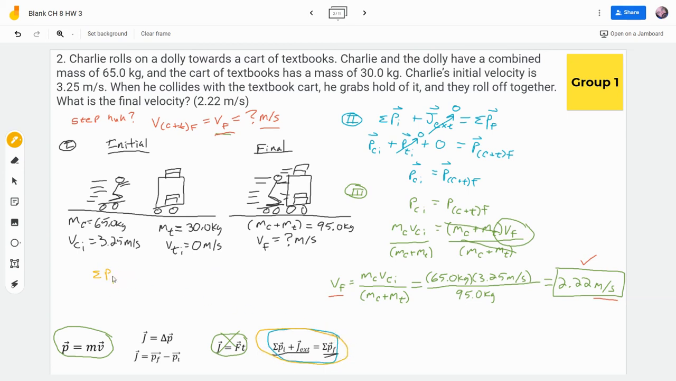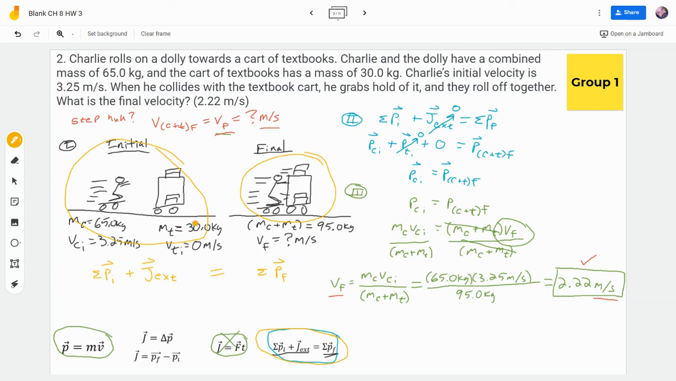So sigma p initial with a hat plus j external with a hat, which was 0 in this problem, but I'll just leave it. So yeah, this right here is that. This right here is this, sigma p final with a hat. And the law of conservation of momentum tells you you've got to have an equal sign between them. Both of those circles have an equal amount of momentum within them. That's the law of conservation of momentum.